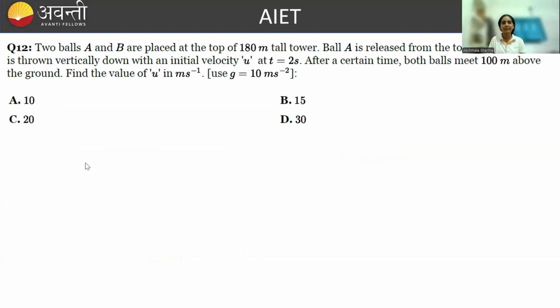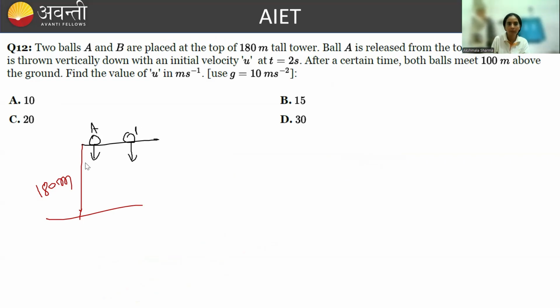Two balls A and B are placed at the top of a 180-meter tall tower. So there is a 180-meter tall tower, and from this tower we are throwing two balls down. One ball is A and another ball is B. A is released at t equal to 0. Releasing means its initial speed is 0. Now ball B is thrown vertically down with an initial speed, unlike A.